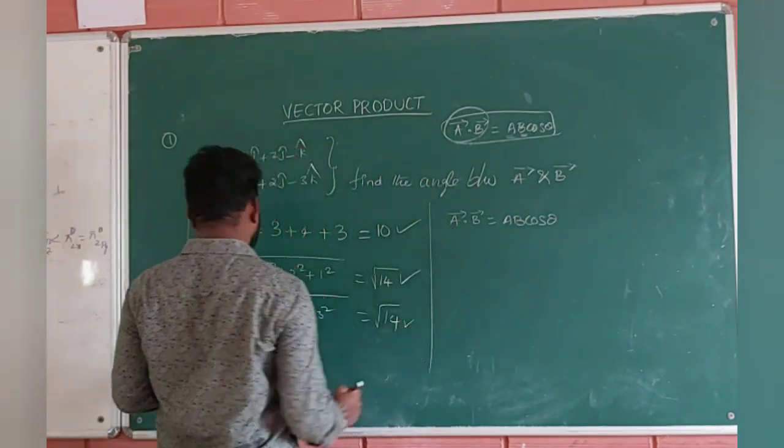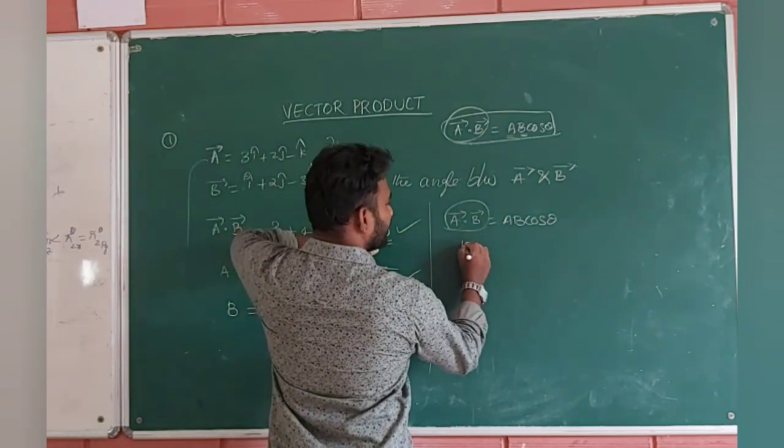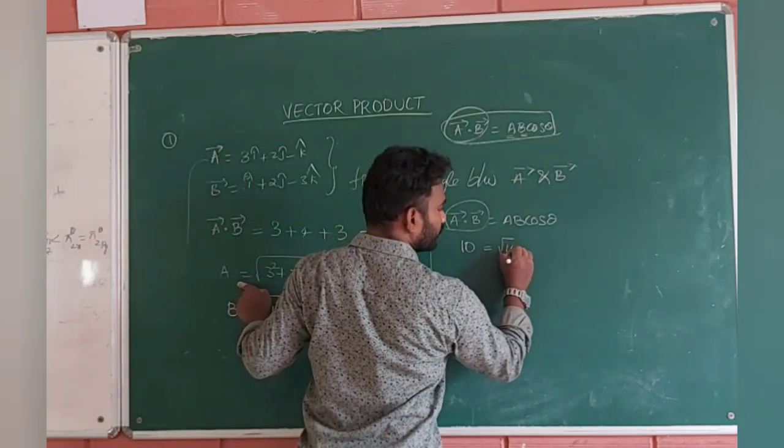Now what is A bar dot B bar? I hope you know what A bar dot B bar is. That is 10 already, you know. 10 is equal to, what is A? Magnitude of A, that is square root of 14.